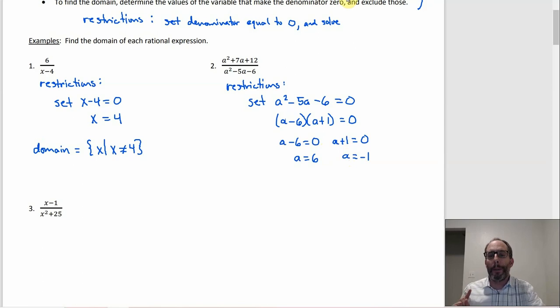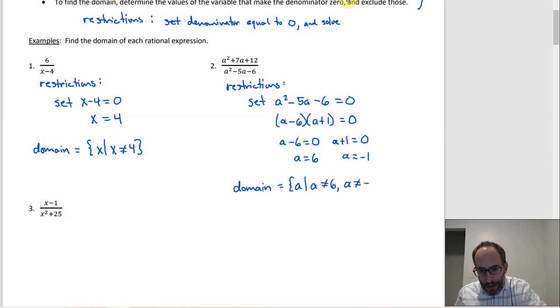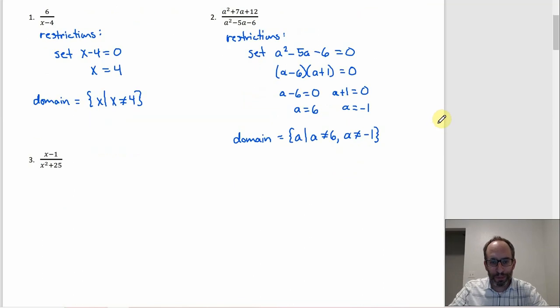But we can't have a be 6 and we can't have a be negative 1 because those numbers would give us a 0 in the denominator. So the domain should be everything else. So it'll be the set of all a such that a is not equal to 6 and a is not equal to negative 1. Right? Everything else is fine, but those two numbers are going to cause trouble. Throw them out. Okay, number 3.